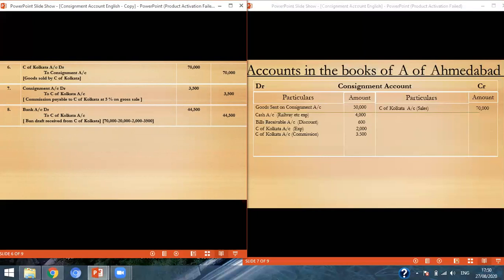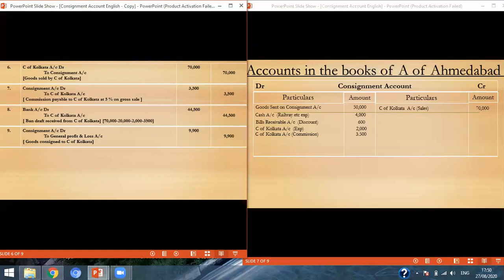Then the next entry is bank account debit to C of Kolkata's account. Here we are just doing the entries of consignment account, so we'll not look into this entry. Next is consignment account debit to general profit and loss account. Here it is the difference, 9,900.